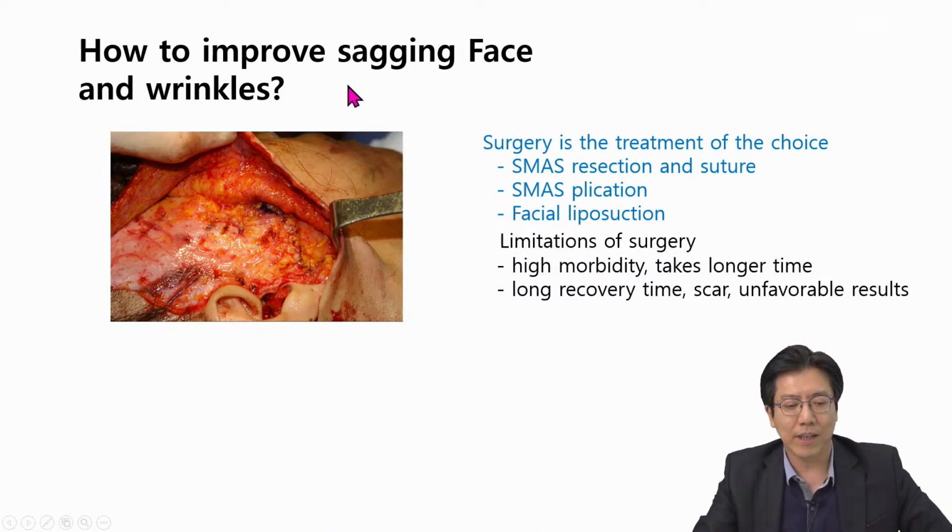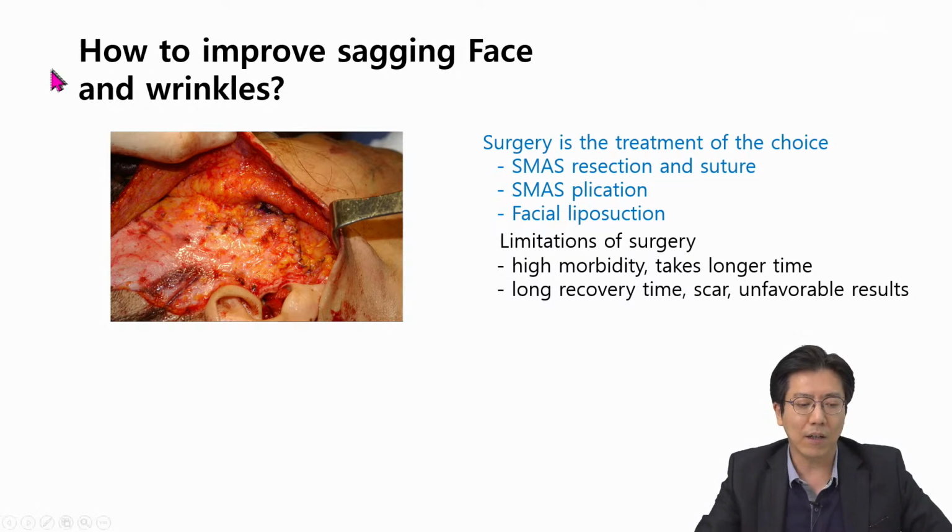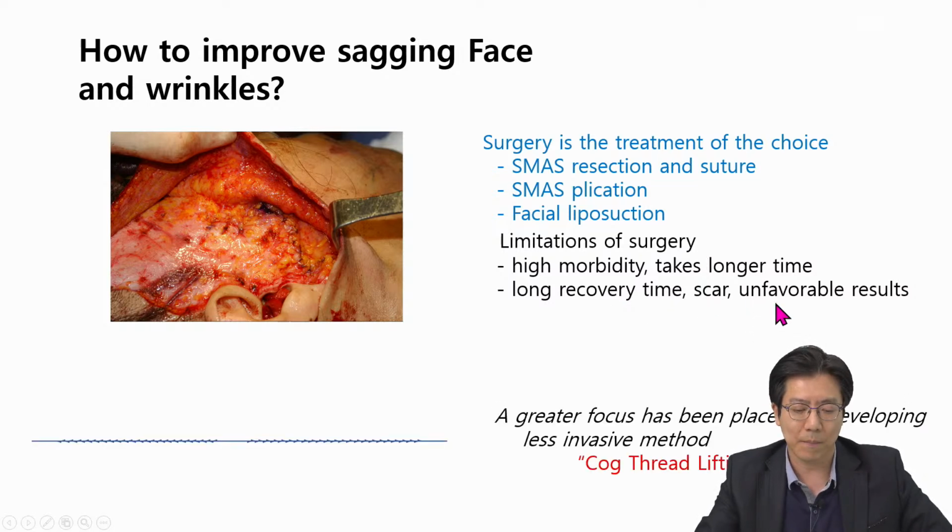As you know, sagging face and wrinkles are major aging signs for humans. Then how to improve sagging face and wrinkles? Surgery is the treatment of choice, for example, SMAS resection, SMAS plication, and facial liposuction. But there are many limitations of surgery, like morbidity, scar, and unfavorable result. So nowadays, a greater focus has been placed on developing less invasive methods, so-called cog thread lifting.